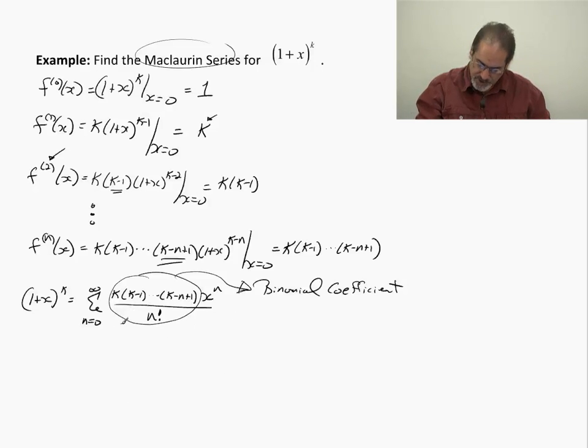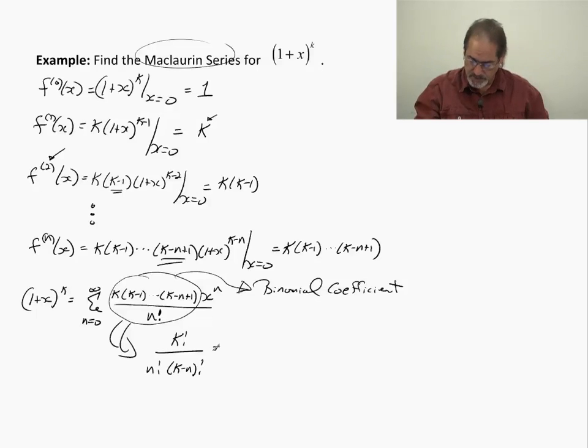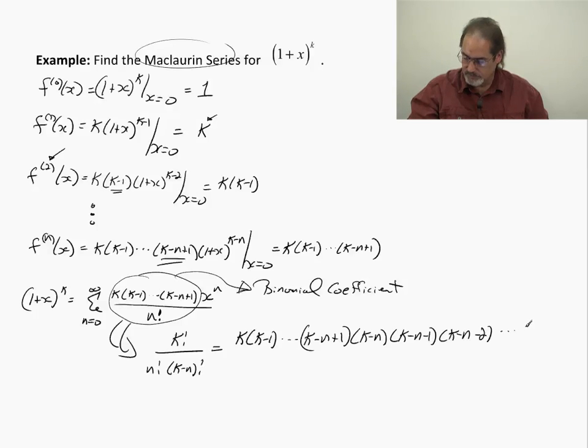And I'm going to rewrite that. I'm going to suggest that this value is actually equal to k factorial over n factorial times (k - n) factorial. And to show you that's actually legitimate, let's expand this out. This is going to be k times (k - 1), and so keep right on going. And then at some point I'm going to have k - n + 1, and then k - n, then k - n - 1, k - n - 2, and so forth until I get down to 1.